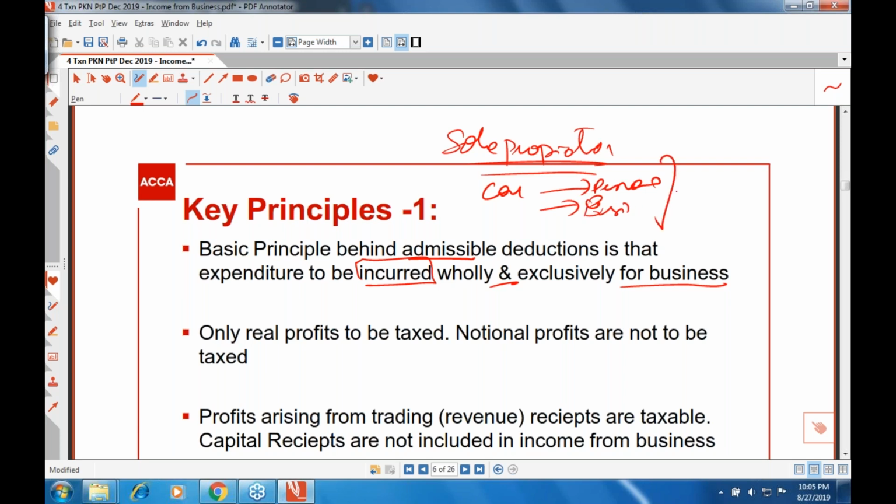Now, a total expenditure of 100,000 on the fuel of a car is incurred. What happens is you cannot claim 100% of this expense. Why? Because the car is partly used for business and partly used for personal use. Now what to do? So basically you only need to deduct whatever amount pertains to the business use. Like for example, you would say that 40% usage was for the business, so you claim 40,000. That's it.